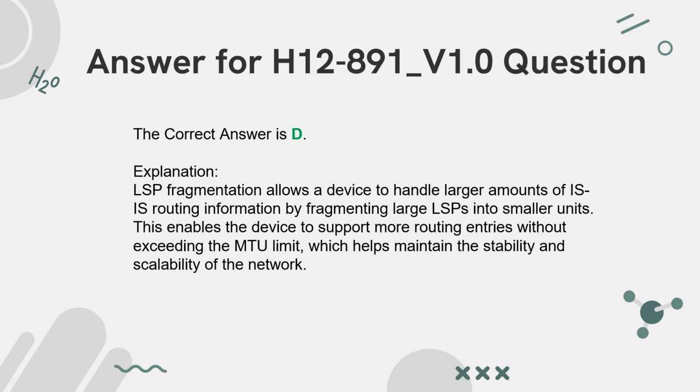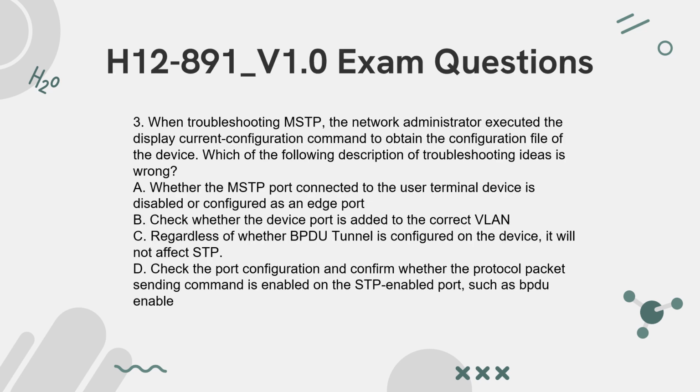LSP fragmentation allows a device to handle larger amounts of IS-IS routing information by fragmenting large LSPs into smaller units. This enables the device to support more routing entries without exceeding the MTU limit, which helps maintain the stability and scalability of the network.